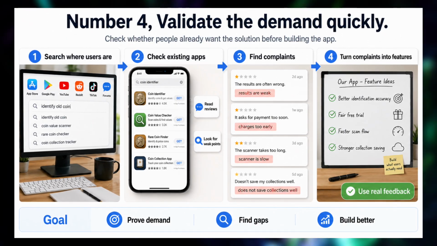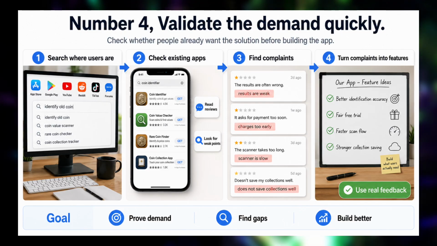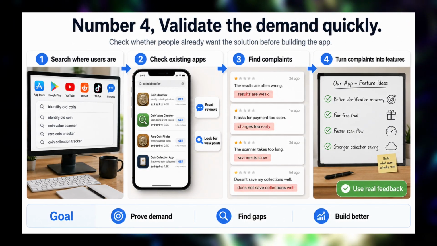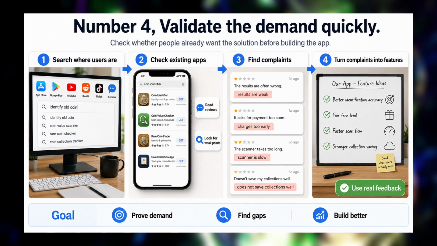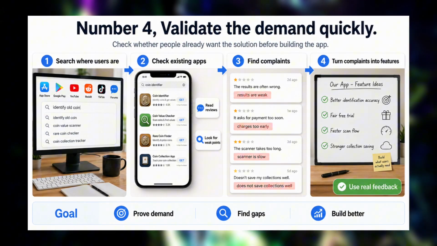Search for the problem, not just the app idea. For a coin app, search phrases like identify old coin, coin value scanner, rare coin checker, and coin collection tracker. Look at the reviews on existing apps. The most useful information is usually inside bad reviews.